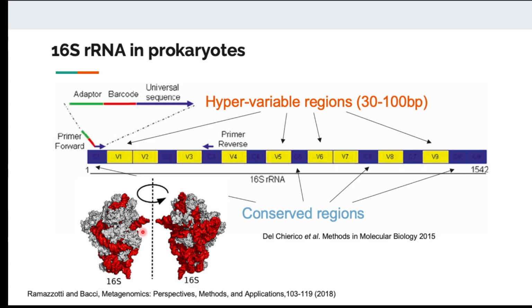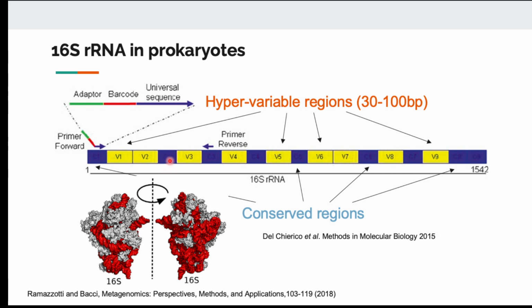Just to recap, we mentioned this briefly in the first few lectures. In prokaryotes, their ribosomal RNA, the 16S subunit, has a very interesting structure. Some parts of the ribosome are very conserved. These blue regions are highly conserved, but the yellow regions are variable. Different prokaryotes will have different DNA or RNA in the yellow region, but they pretty much have the same DNA or RNA in the blue region.